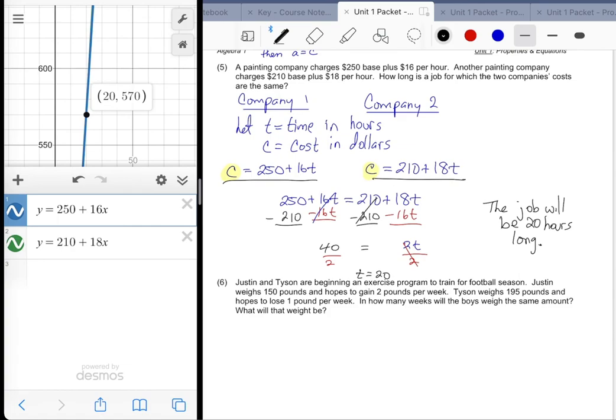It could have said, what is that cost? In which case, you'd have to do more algebra. You'd have to take that 20 and substitute it back into one of the equations and solve. That 570 is the actual cost for 20 hours worth of work. So the coordinates, the ordered pair, will give you the solution to both parts of this. So there's definitely a benefit.